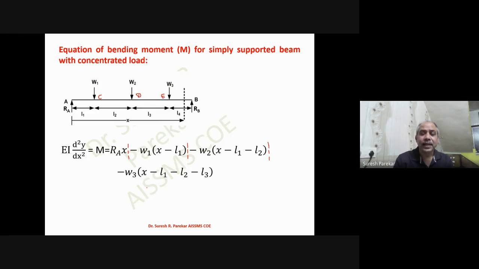What does it mean? If you consider the first compartment, your bending moment equation will be this. If you consider the second compartment, then your bending moment will be this one: not only W1(x minus L1), you also have this portion of bending moment. If you consider the third, between D and E, then my bending moment equation will be this. So you have to consider all the parts or all the terms which are to the left of it, and likewise we have to consider this when we go for integration and all this.